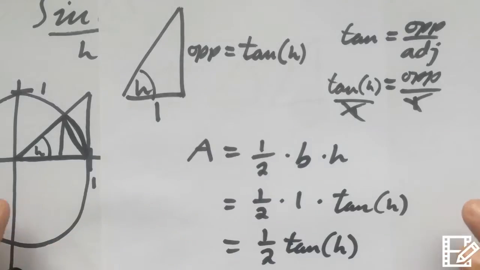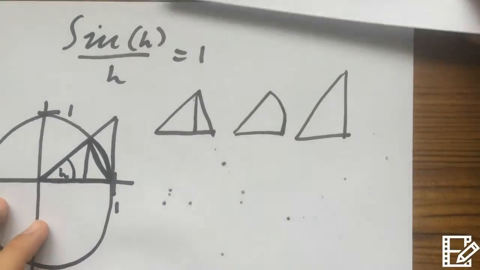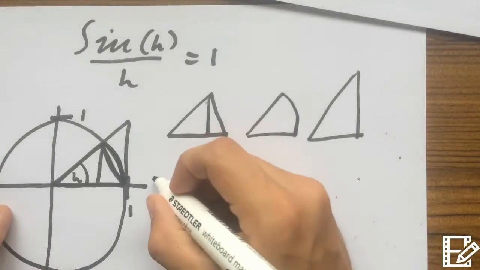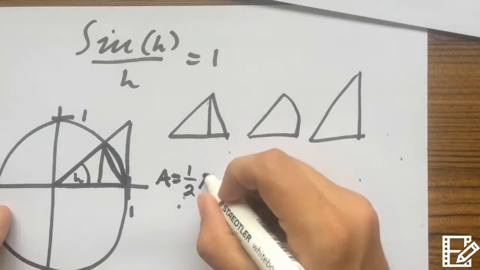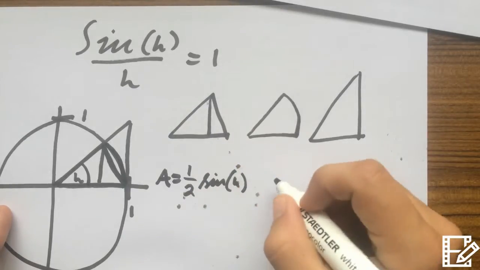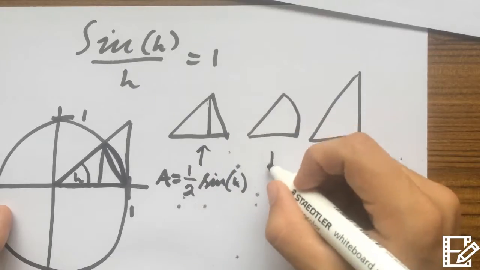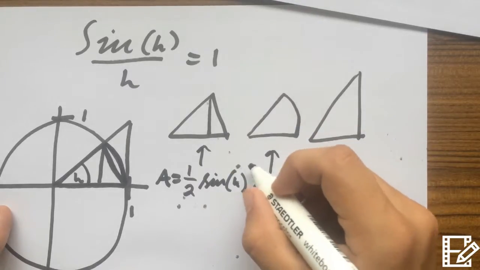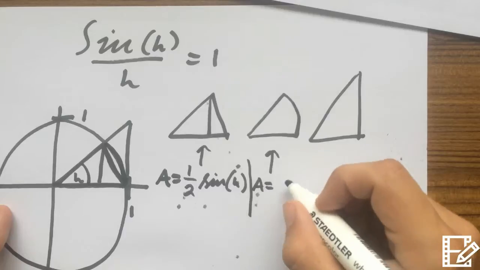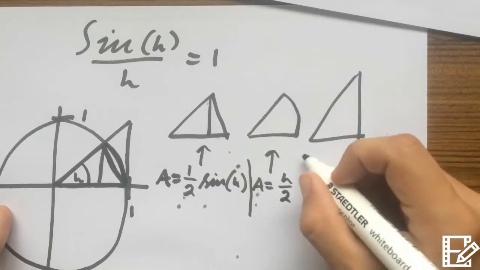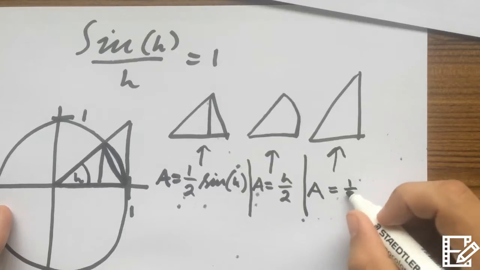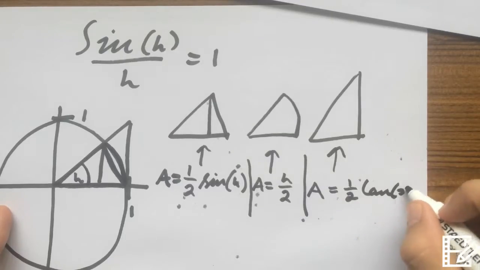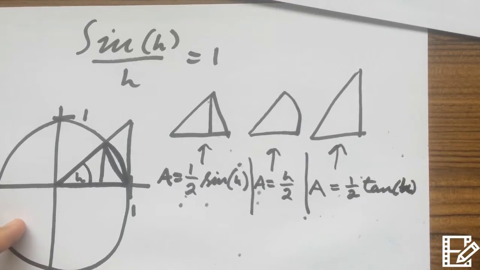Okay, now that we've got that, I'll rewrite them all under these triangles here. Area for this one equals half sine h. The area for this one is h over 2. And the area for this one is half of tan h.